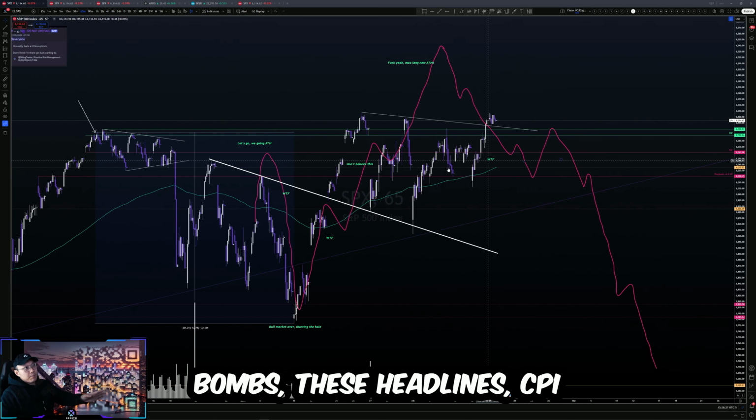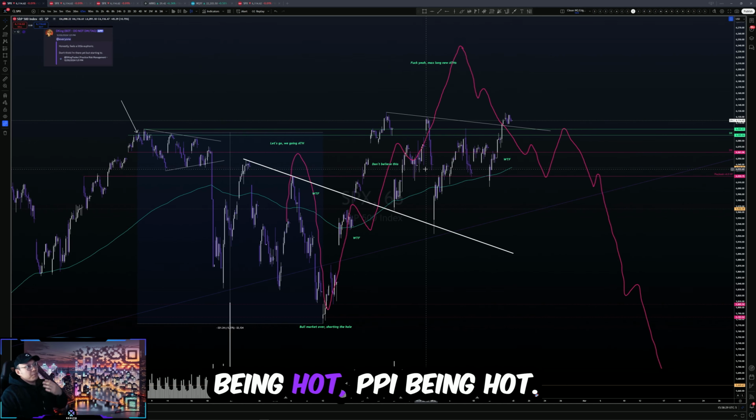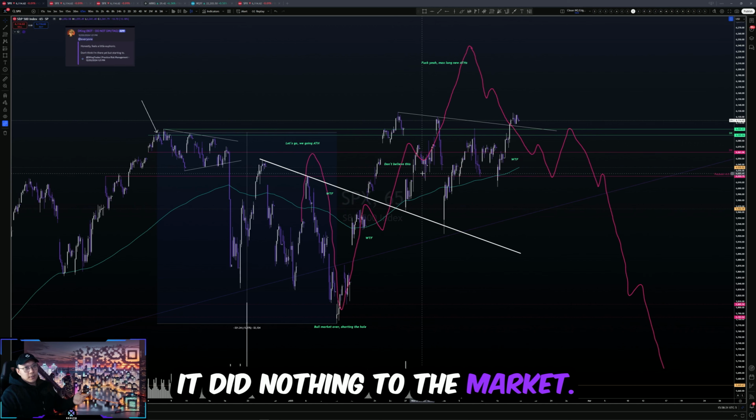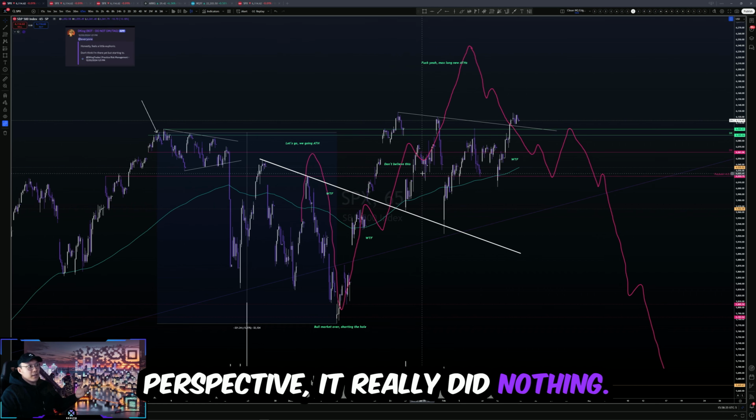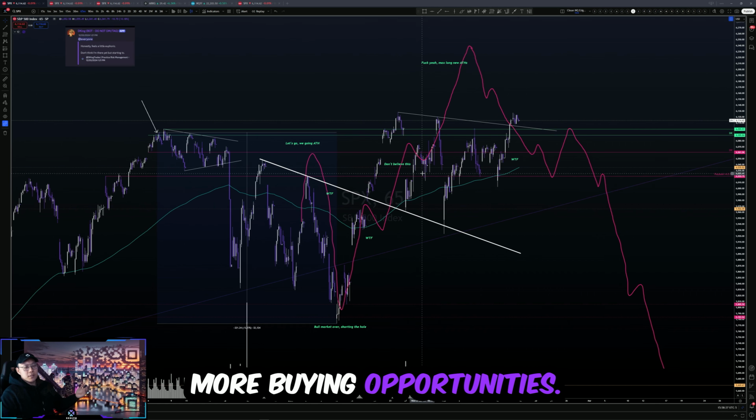All these tariff tape bombs, these headlines, CPI being hot, PPI being hot, it did nothing to the market. If you look at this from a macro perspective, it really did nothing. It actually just provided you more buying opportunities.